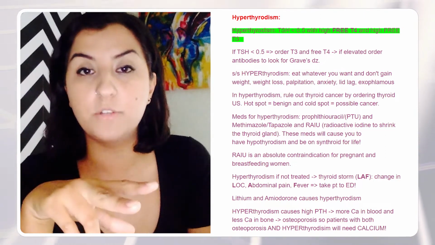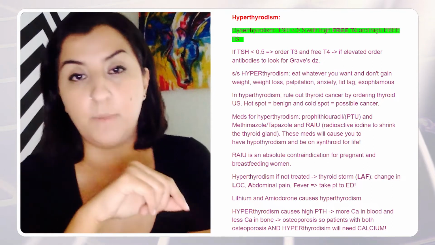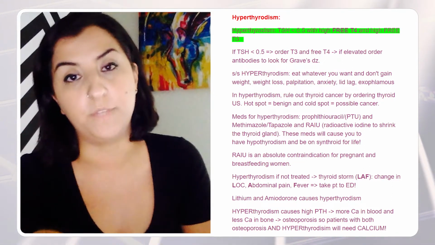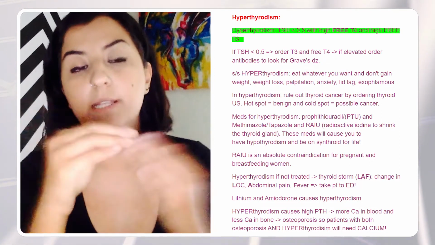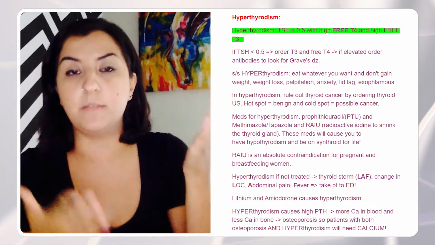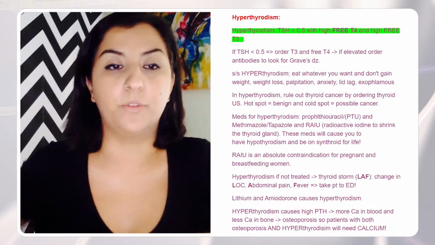If both of these are also high, and then you order antibodies. That's how you look for Graves' disease. That's how you give a diagnosis of Graves' disease. So just because someone's TSH is low doesn't make them have Graves' disease. You gotta go through the systematic diagnosis and algorithm.